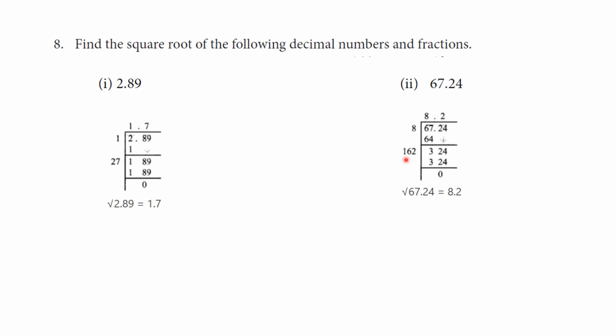Next, the last digit here is 4, so 2 2s are 4 and 8 8s are 64. Compared to that, 8 is the bigger number, so you take 2. So 2 2s are 4, 2 6s are 12, remaining 1, that is 2 ones are 2 plus 1, 3. That is, the remainder is 0. Therefore, the square root of 67.24 is 8.2.